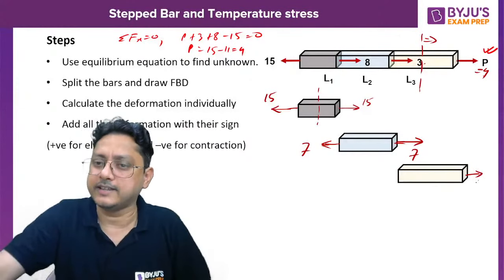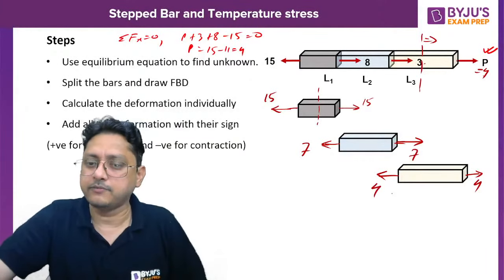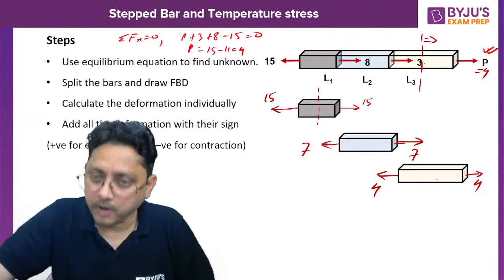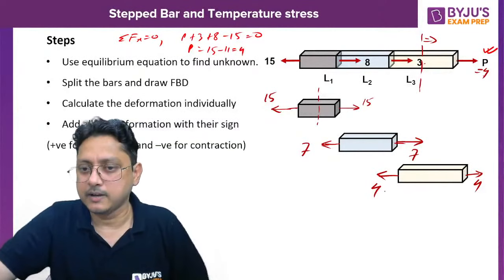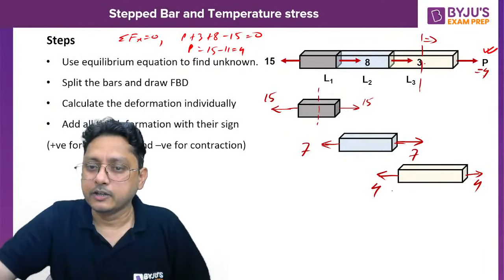So 4 kilonewton is acting here. Without any hesitation, I will apply equal and opposite side force, because this block is under static equilibrium. Both must be the same and acting opposite to each other. So this is 4 kilonewton.